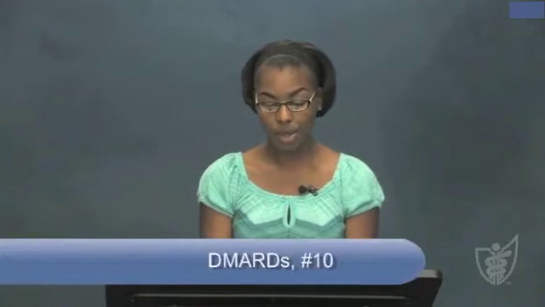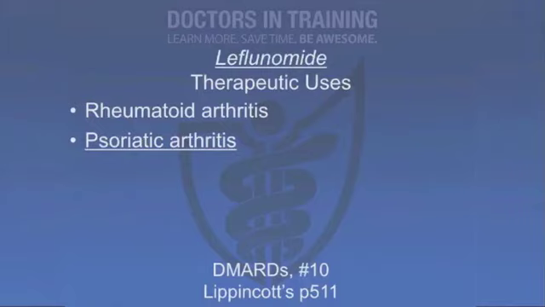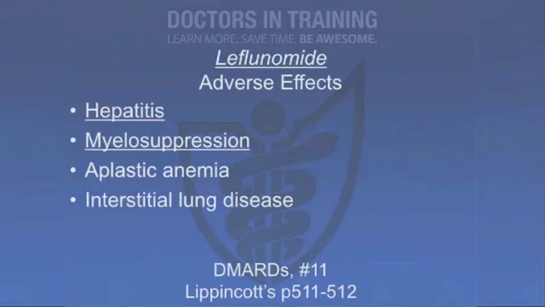The therapeutic uses for leflunomide include rheumatoid arthritis and psoriatic arthritis. Some of the adverse events that you might run into with this drug: number one thing is hepatitis. You always want to watch out for that. And also myelosuppression, aplastic anemia, and interstitial lung disease are also some of the adverse effects.